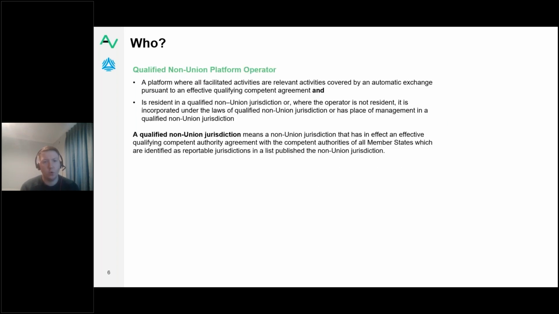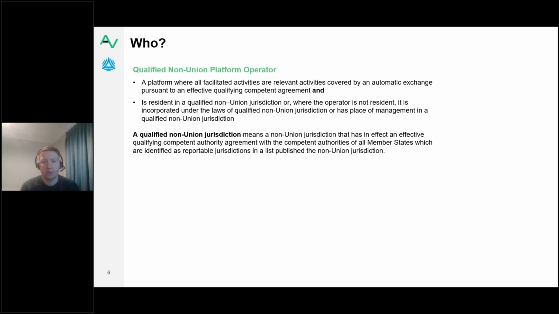And then who are qualified non-union platform operators? A platform where all of the facilitated activities are relevant activities which are covered by what is called an automatic exchange pursuant to an effective qualifying competent agreement, which is quite a mouthful, and it is relevant in a qualified non-union jurisdiction, or where it is not resident in a QNU, but it is incorporated under the laws of the QNU, or has its place of management in the QNU.